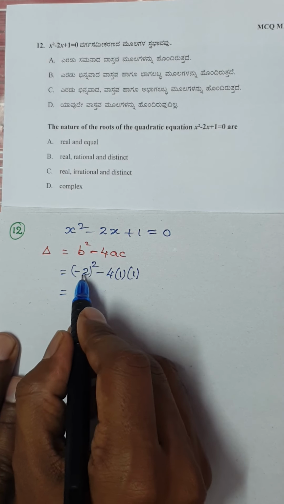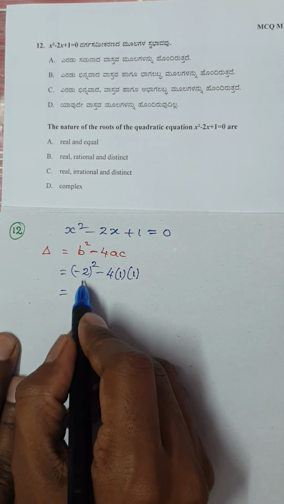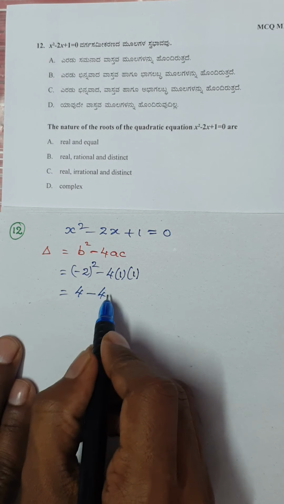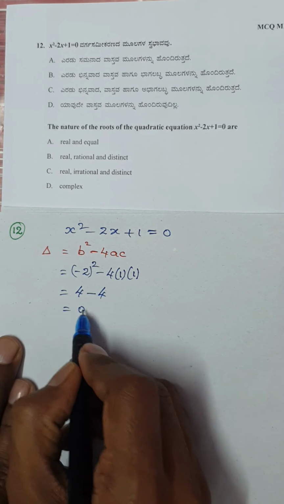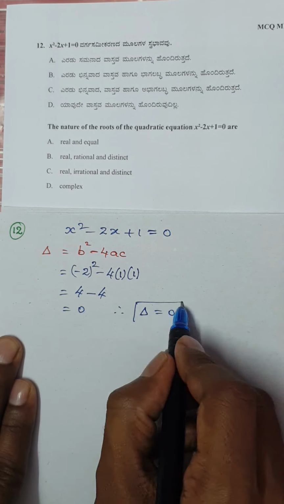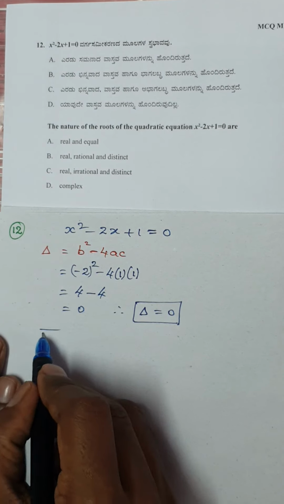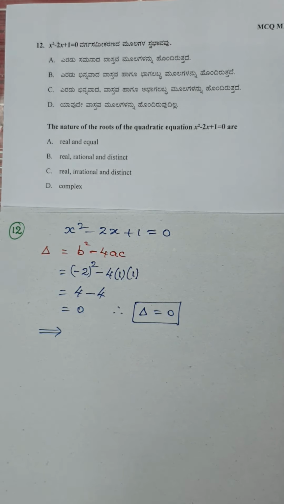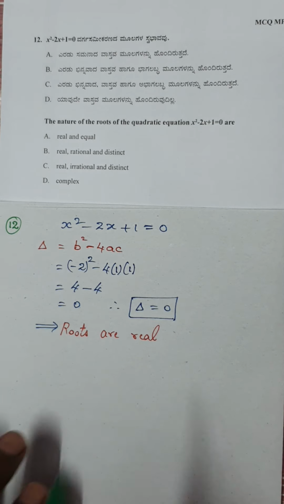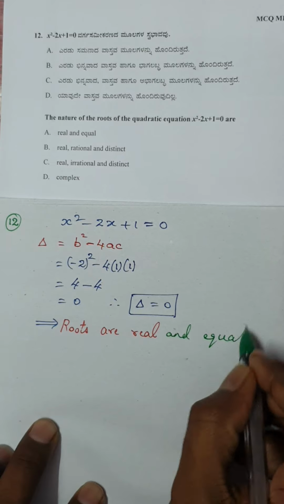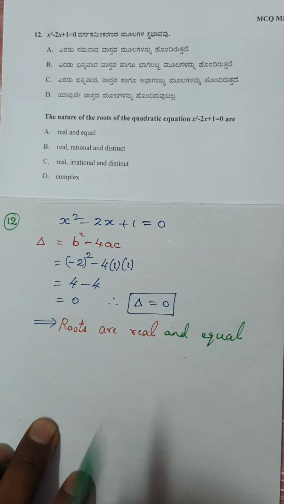So this is nothing but minus 2 square. Minus square becomes plus, 2 square is 4, minus 4 into 1 into 1 is actually 4. What is 4 minus 4? 0. Therefore, the discriminant value is equal to 0. What will this imply? Discriminant value equal to 0 implies the roots are, first of all, real, and also equal. Okay, if the discriminant value is 0, they are equal.